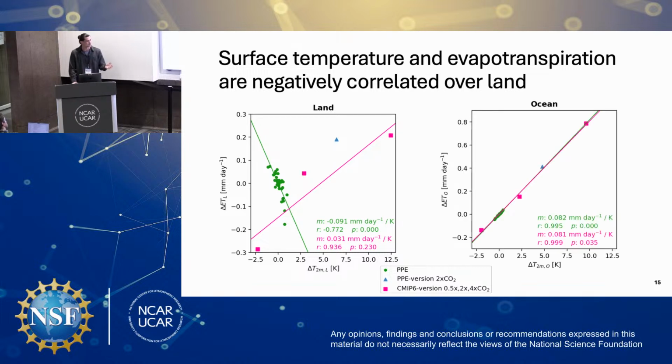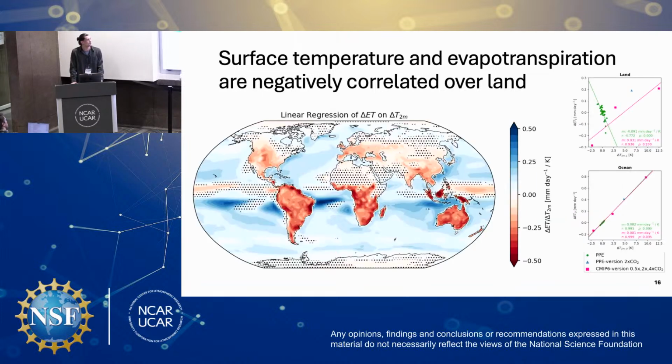Over the ocean, I just wanted to show this as well. In both the PPE and the CO2 forced simulations, you have a positive correlation, where in both cases, ET is responding to the change in surface temperature as opposed to driving it. And then, showing a linear regression of the change in surface temperature and the change in ET, the land-ocean contrast pops out, where you have that negative, inverse relationship over land and the positive relationship over the ocean.